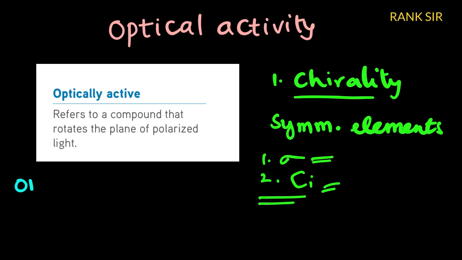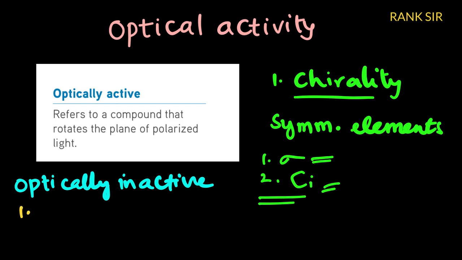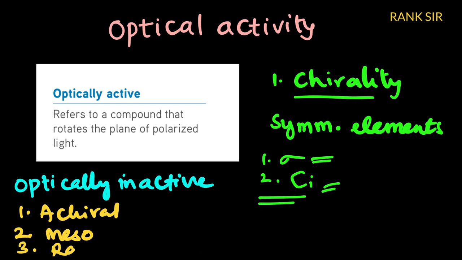Optically inactive. We can answer, one is maybe meso. Another, the first one, I explained already: achiral. The second one has chiral carbons but, due to an internal plane of symmetry, the meso compound is also optically inactive. The third one is a racemic mixture. This is called optically inactive.